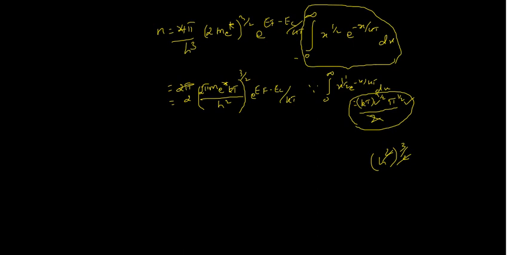So n is equal to this value, the density of electrons in the conduction band. And we have to find the density of holes in the valence band. That we will see in another video.